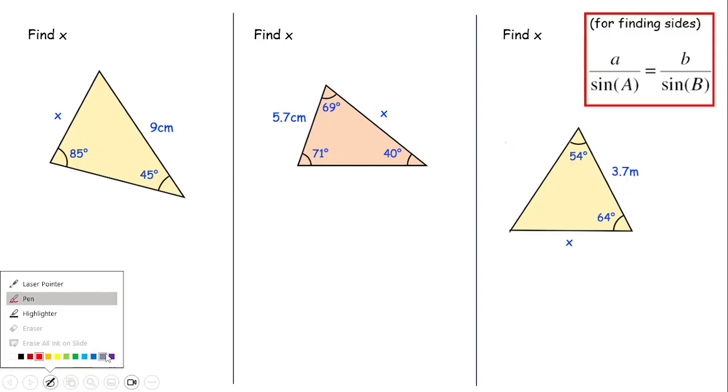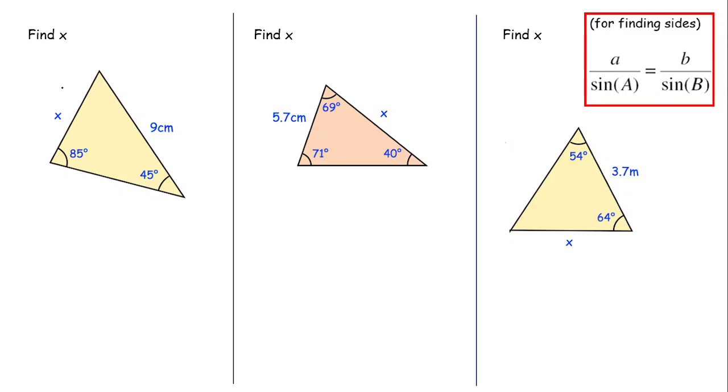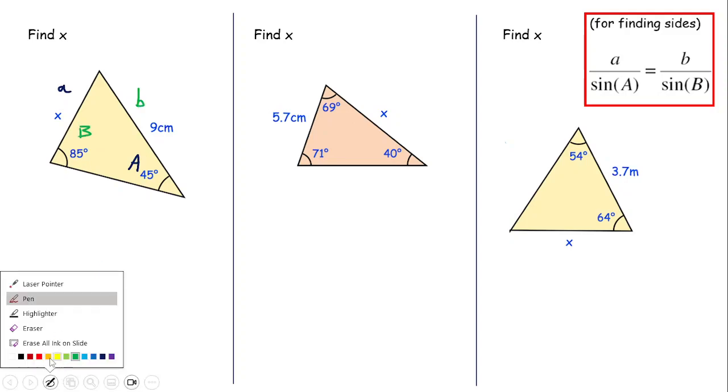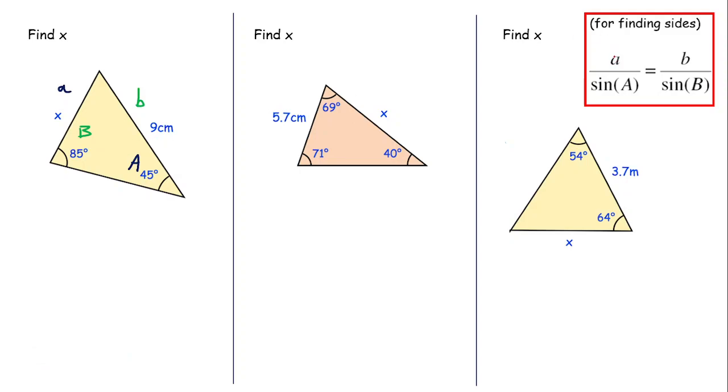And again, you must make sure you label up your sides and your angles. So again, the missing side here, let's call side A. The angle opposite that side is 45, capital A. Your other side we'll call B, and the opposite angle is angle B. Then substituting into your formula, where A is X, we've got X over sine of the angle A, which is 45, equal to side B, which is 9, over sine of the angle capital B, which is 85.